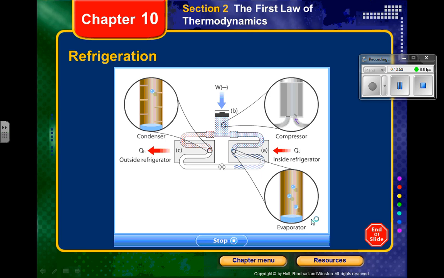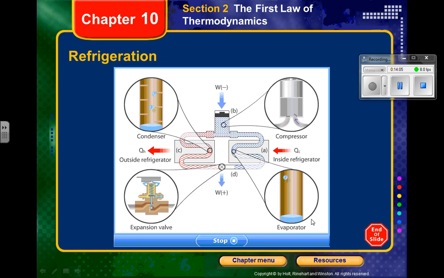As it releases energy to the room, the gas cools and condenses back into a liquid. The high-pressure liquid then squirts through an expansion valve. Its volume increases. While expanding, the gas does work on its surroundings. Its internal energy decreases rapidly. It is now at a low temperature, again ready to absorb energy from the inside of the refrigerator.